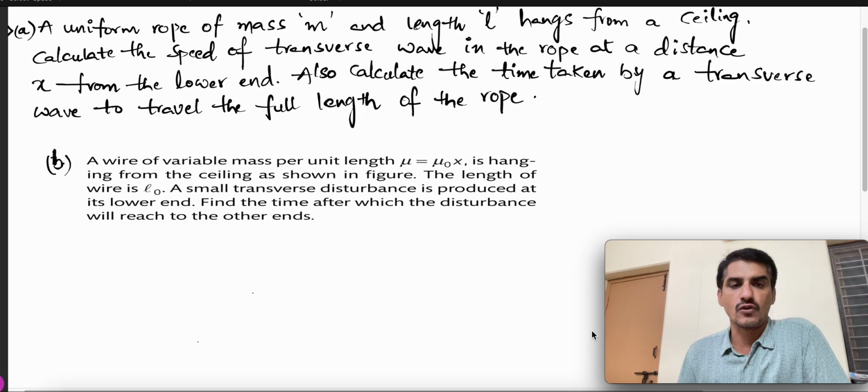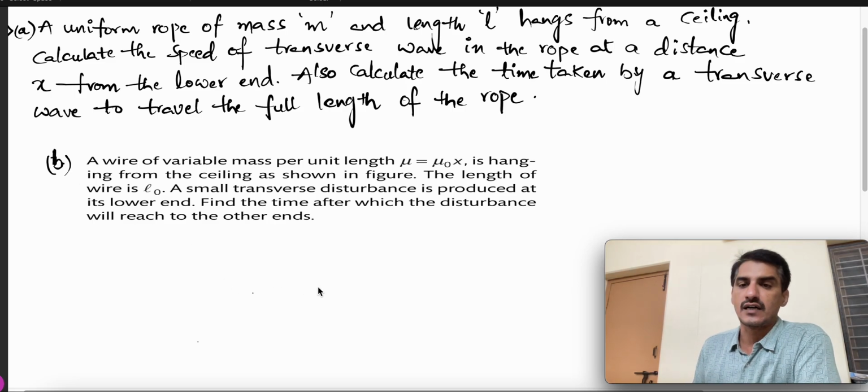A uniform rope of mass m and length L hangs from a ceiling. Calculate the speed of transverse wave in the rope at a distance x from the lower end. Also, calculate the time taken by the transverse wave to travel the full length of the rope.